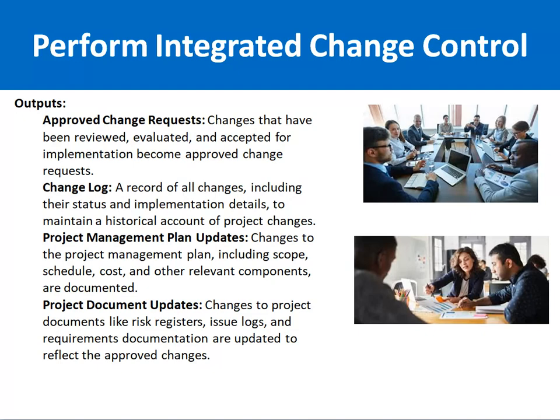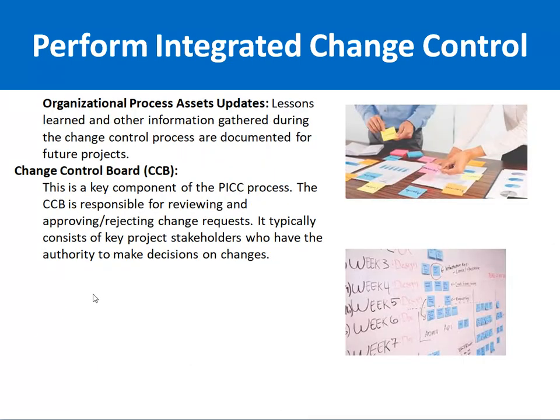Project documents updates as well. For example, the risk register, maybe a few more risks are added, and the issue logs are updated, maybe more issues are occurring now. So these types of documents need to be updated as well. Organizational process asset updates means that lessons learned documents and other information gathered during the change control processes are documented for future purposes as well.